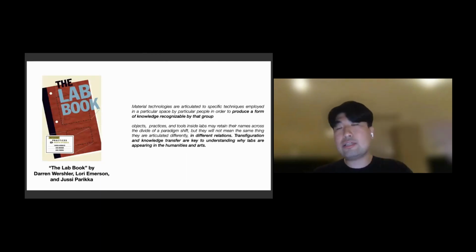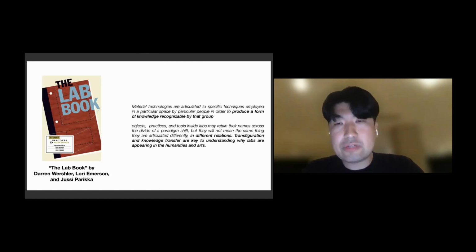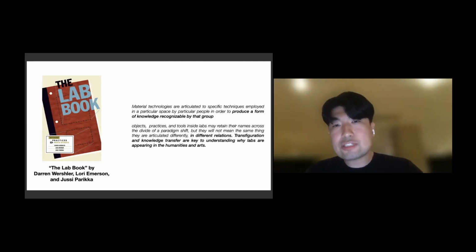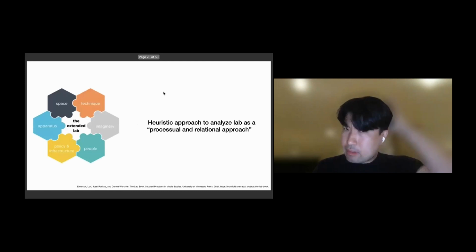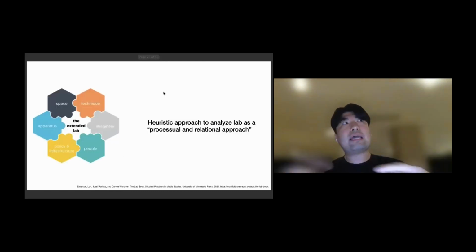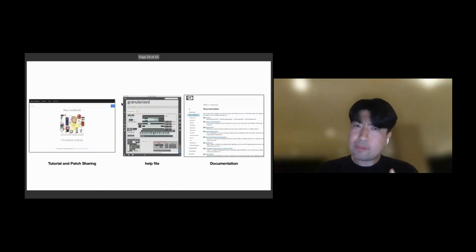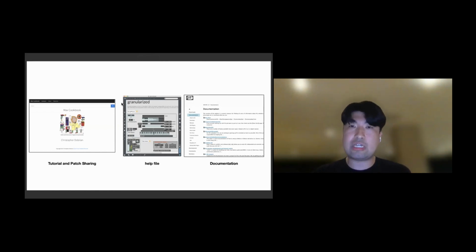Through this heuristic framework, they want to see how knowledge is being produced and made recognizable by a group. And they critique that the importance of transfiguration and knowledge transfer has increased in the humanities and arts, where the rise of labs is currently happening. And of course, Max does have various elements of these heuristics, which in a more trivial example could be the various tools that provide knowledge sharing, such as tutorials or documentation.